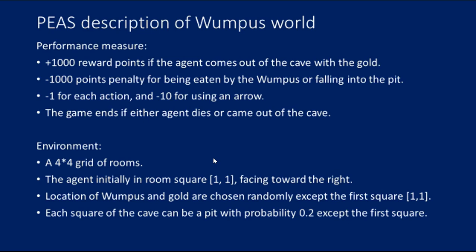The game ends if either the agent dies or comes out of the cave. This is the performance measure. Next comes the environment. A 4x4 grid of rooms. The agent is initially in square 1,1, facing towards the right. The locations of the Wumpus and gold are chosen randomly except the first square 1,1. Each square of the cave can be a pit with probability 0.2 except the first square.